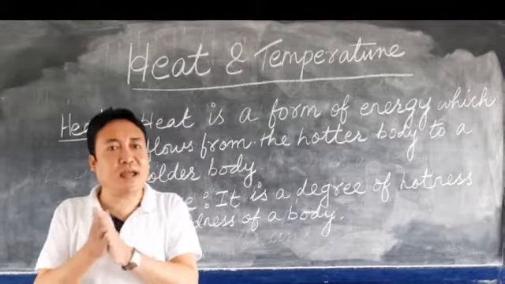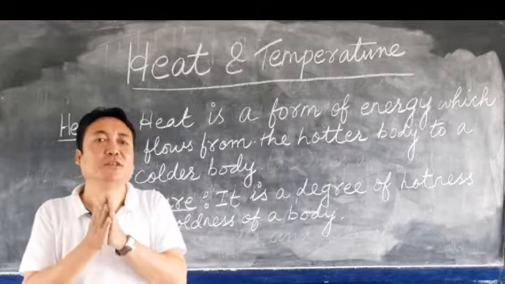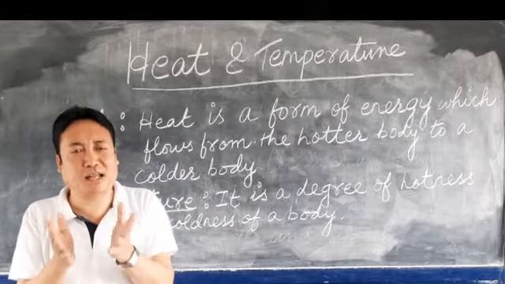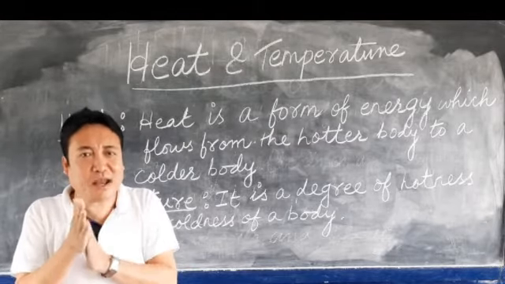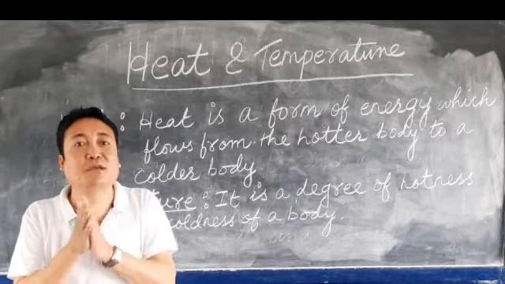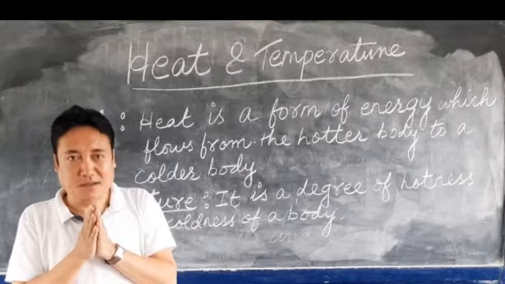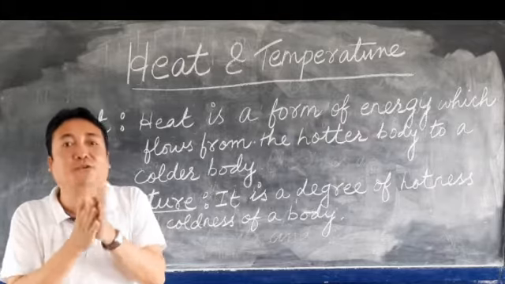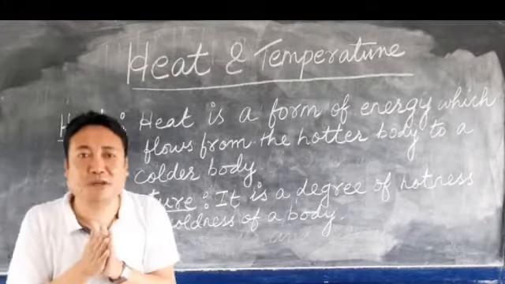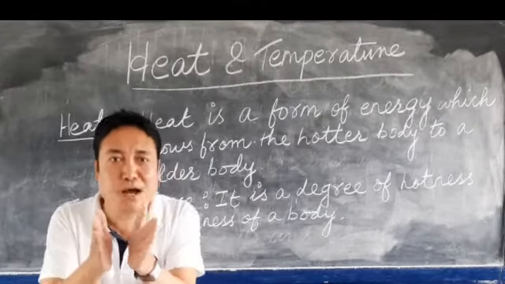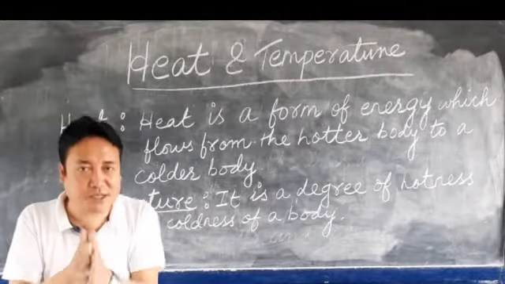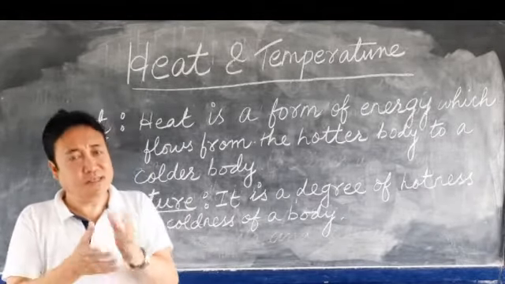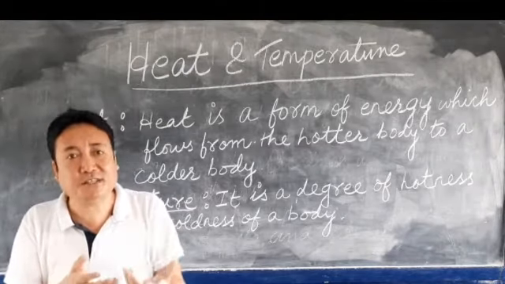When you rub your hands, especially during the frozen winter, your hands become very cold, and when you rub your hands, what will happen? Your hand becomes warm. When you rub your two hands, friction is produced between the two palms, and due to the friction, heat is generated. That means heat is generated due to the friction between two bodies.